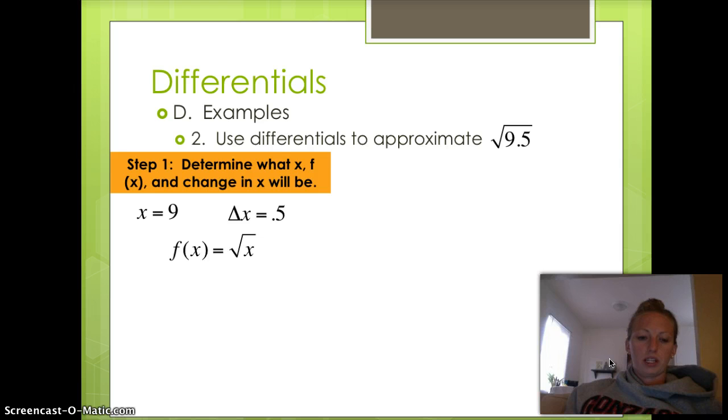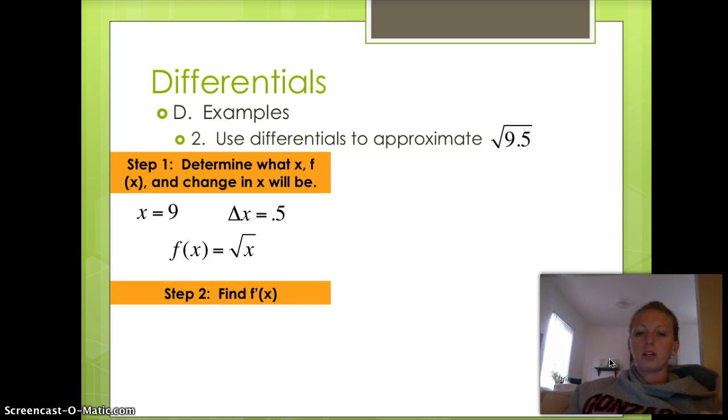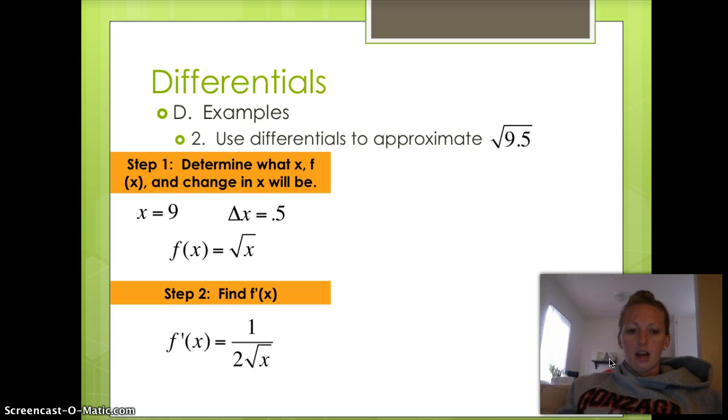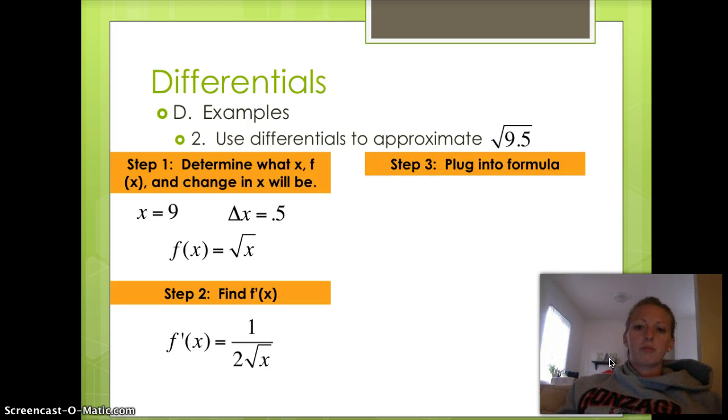So like I said, it's very similar to the last one, so not too much changes, which is good because we already know our derivatives. So you don't have to do more work than that. We already know f prime of x is 1 over 2 square root x. Sorry, I know I'm moving fast, but remember you can always pause, and you should pause and try these on your own. Step 3, plug into formula.